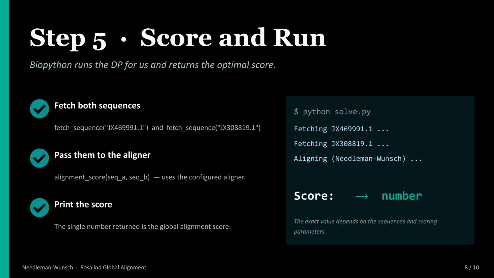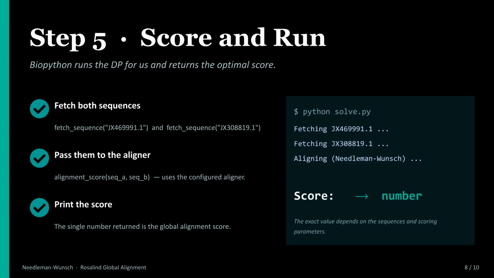Once all the scoring parameters are set, we compute the alignment score between the two sequences. The aligner automatically finds the optimal alignment using the Needleman-Wunsch dynamic programming approach we learned earlier. It considers all possibilities and returns the best possible score.